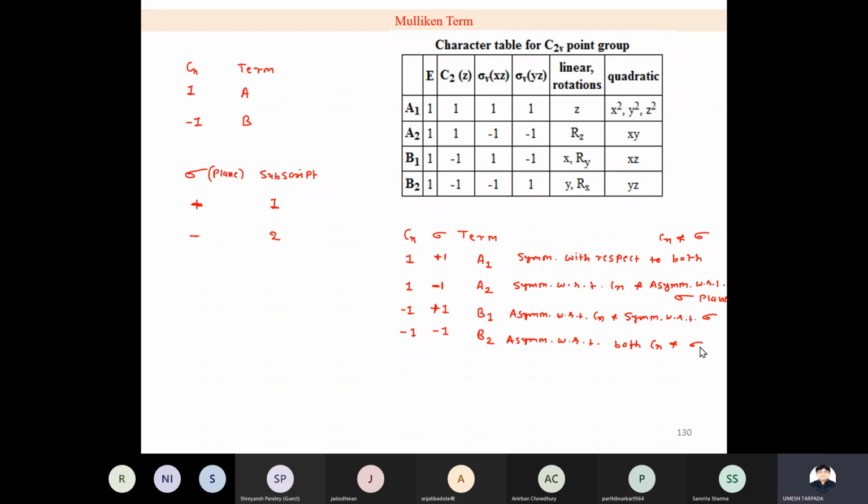Okay, so up to here it is clear. So look at here, you just confirm it. It is A1, so both are symmetric. A2, so symmetric, asymmetric. B1, so asymmetric, symmetric, and B2, so both are asymmetric.